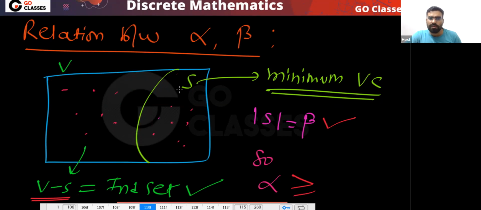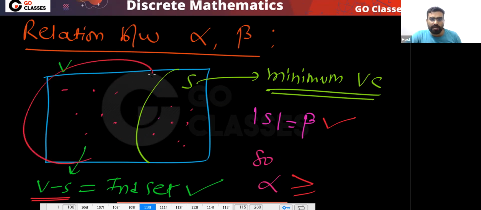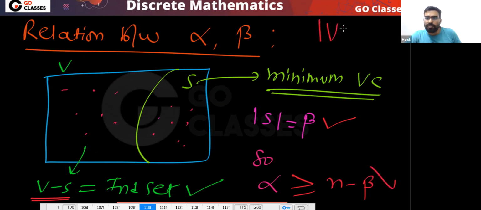Are you getting my point? Because this is an independent set, you have an independent set in your hand. So the largest independent set should be greater than or equal to this, that is, n minus beta. Alpha should be greater than or equal to n minus beta, where n is the number of vertices.